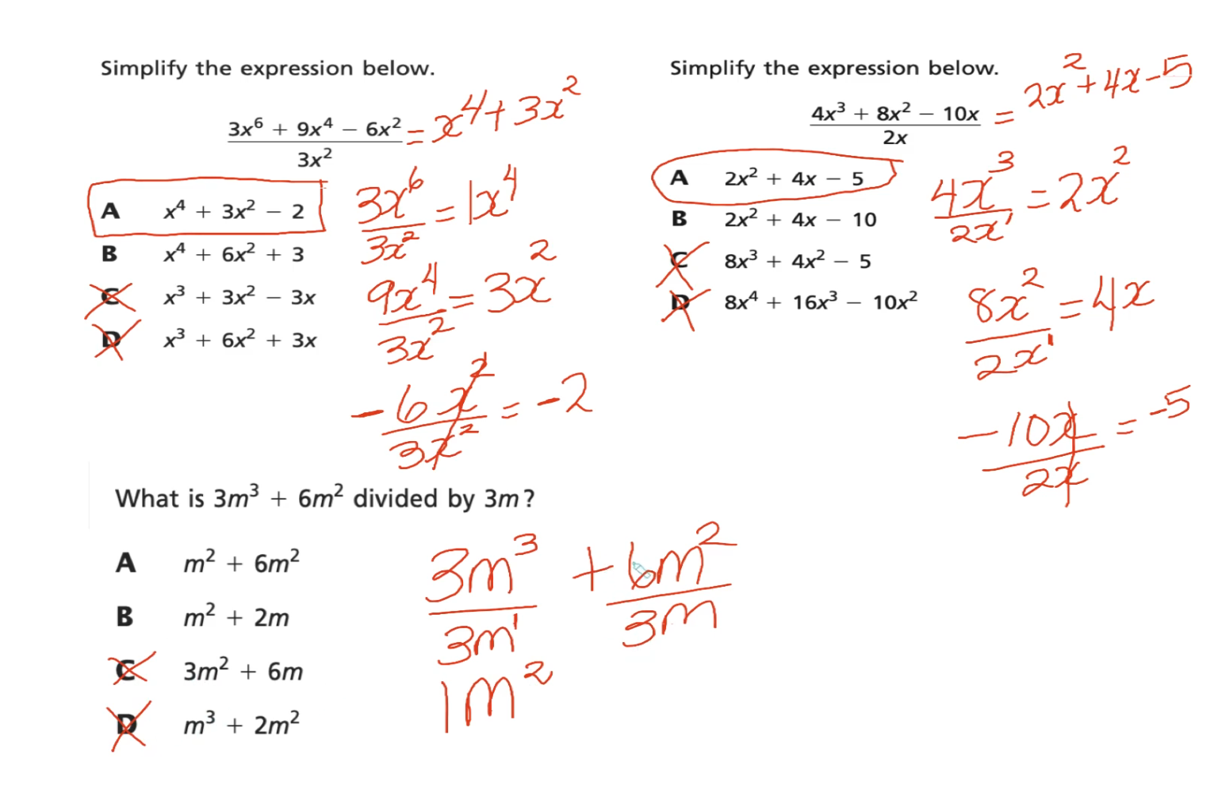Over here, 6 divided by 3 is going to be a positive 2. I'm going to keep my base of m, and I'm going to subtract. 2 minus 1 is 1. So my answer is m squared plus 2m. So my answer is B.